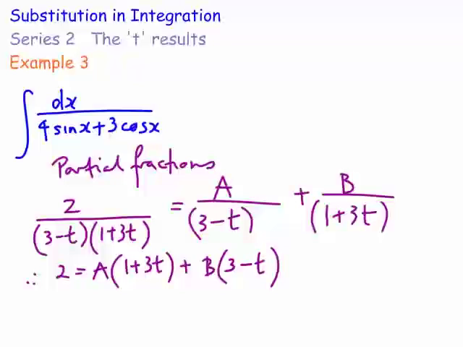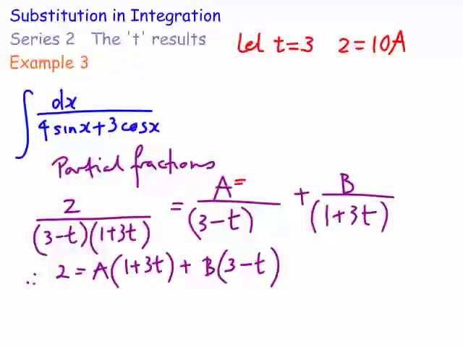What we do now is let t be some very nice values, something which would drop out one of the A's or B's. So try 3 to start with. If we let t equal 3, we can see the B would drop out, and we get 2 equal to A times 3 3s are 9 and 1 is 10. So 10A would equal 2, and A is equal to 1/5.